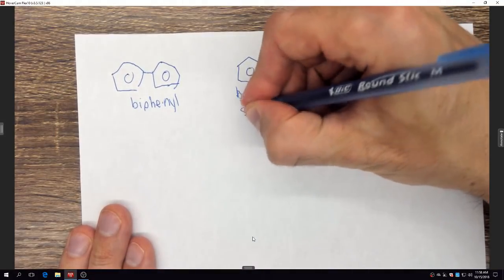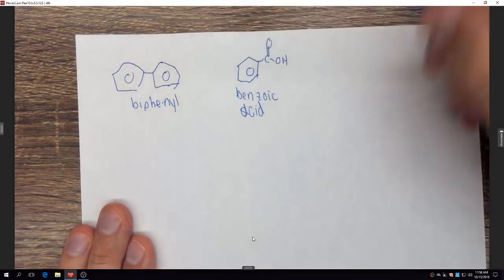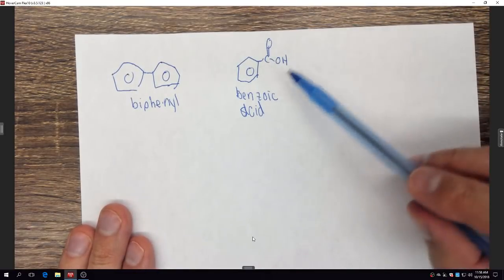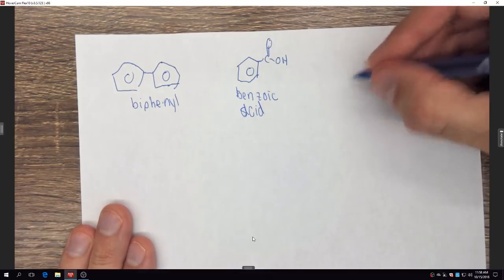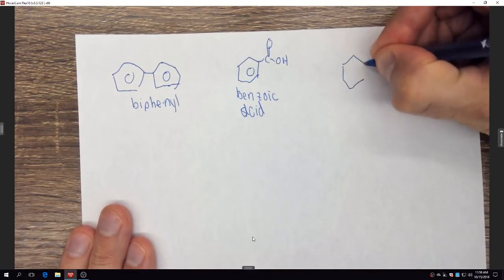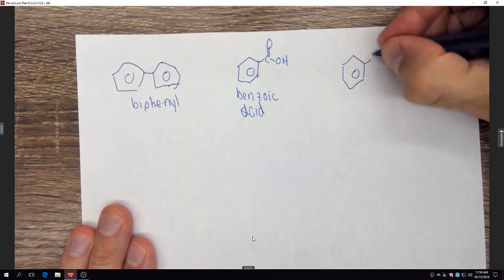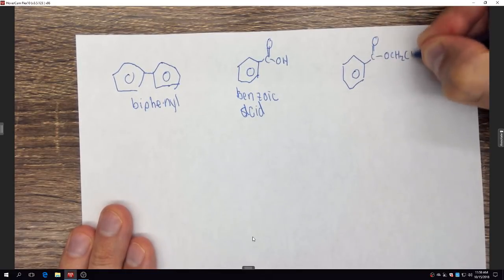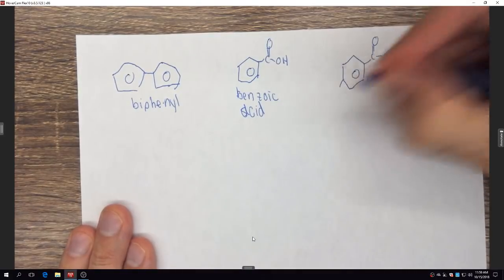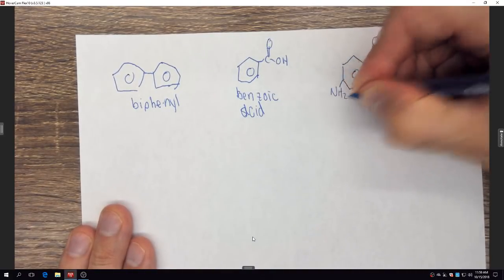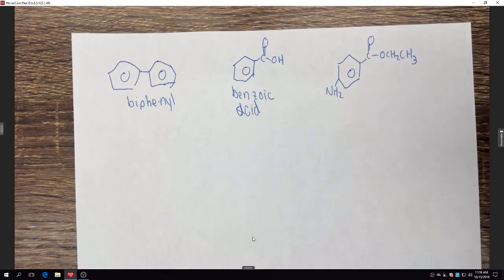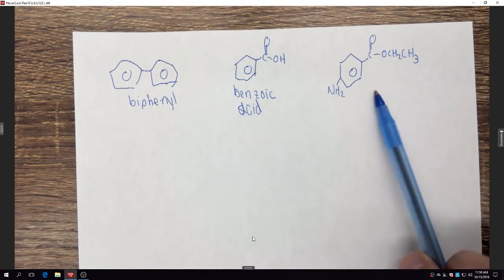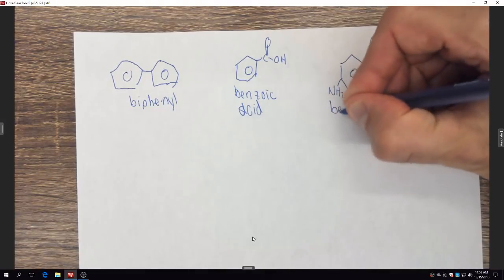Sodium benzoate is a common preservative in soft drinks and juices and stuff like that. And we're going to use benzocaine. Benzocaine is the stuff in Oragel. So it basically numbs your gums if you have tooth pain or something like this. So this is called benzocaine.